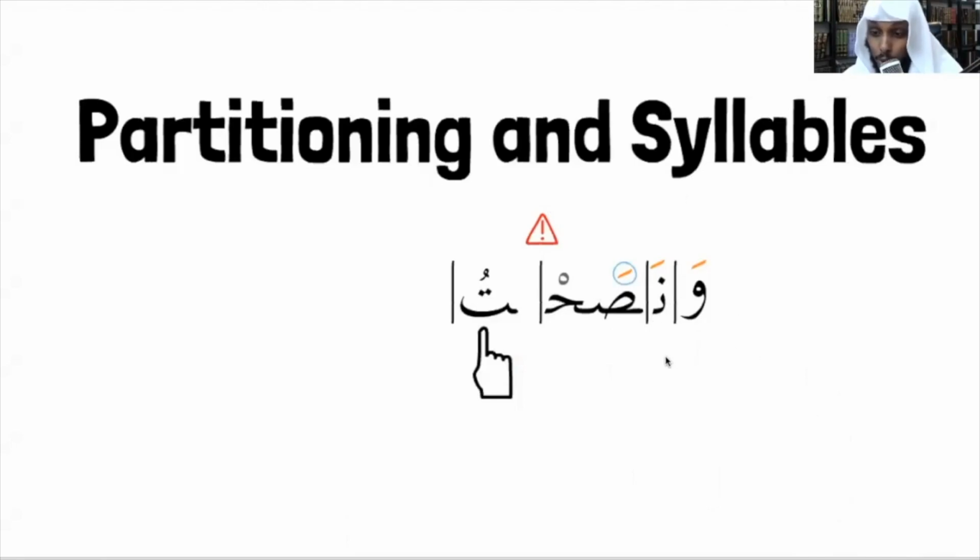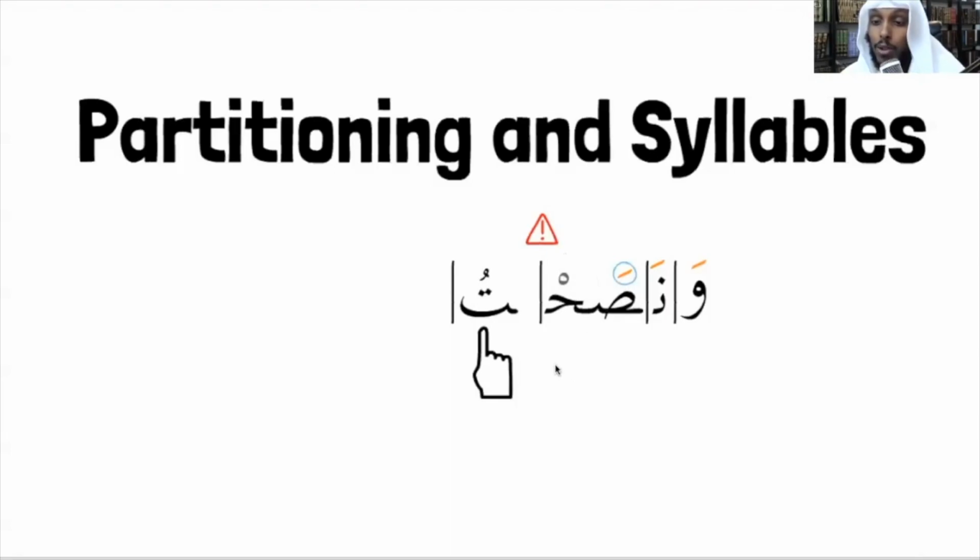Now, a syllable could consist of just one letter, meaning just a consonant and a vowel, which would be one letter in Arabic, and in English would be two letters. But that's okay. We can say wa, na. It's no problem. But we can't say sa. Why can't we say sa? Because this ha is in need of a vowel as well. So we need to join it. Sah. We need to join this fatha onto the ha.